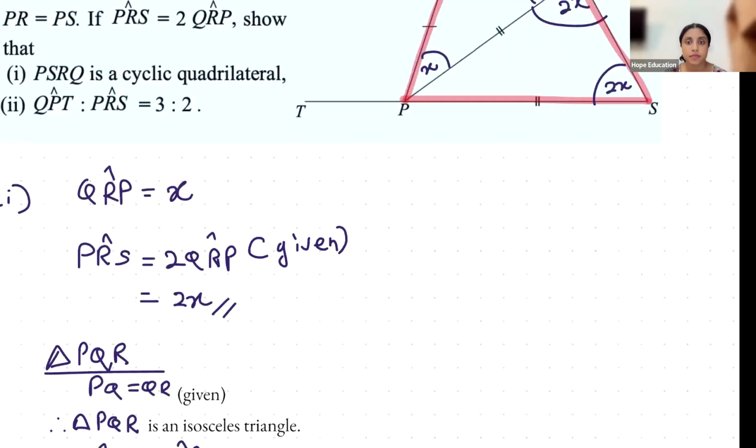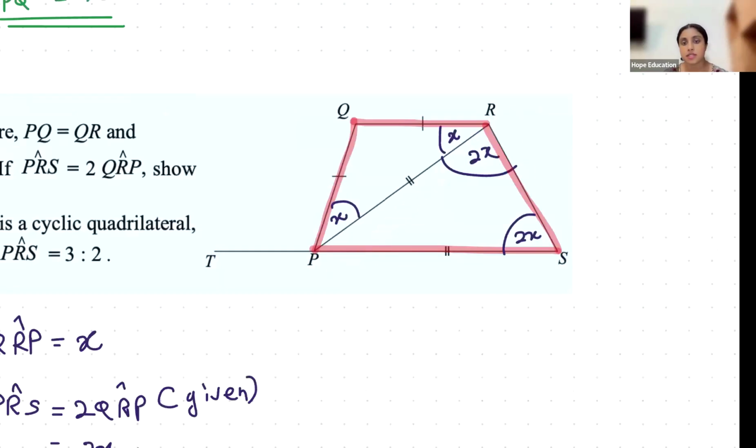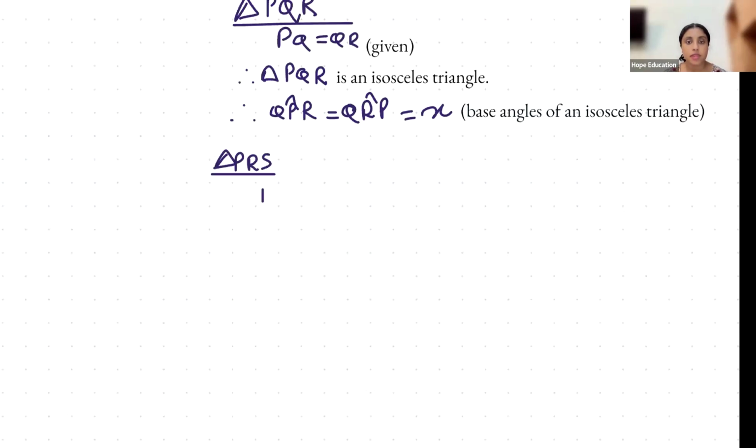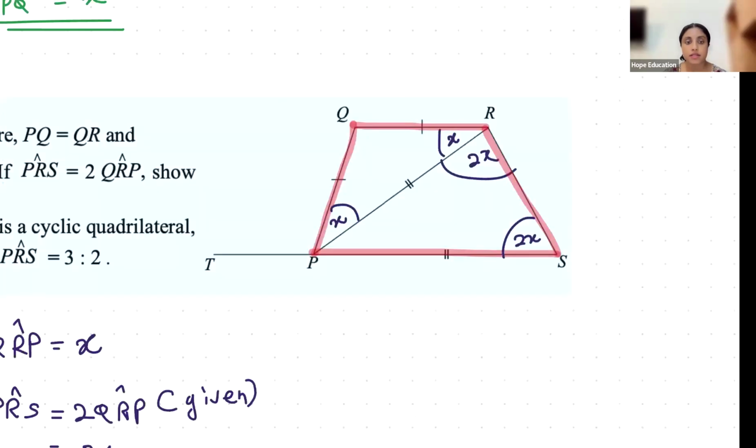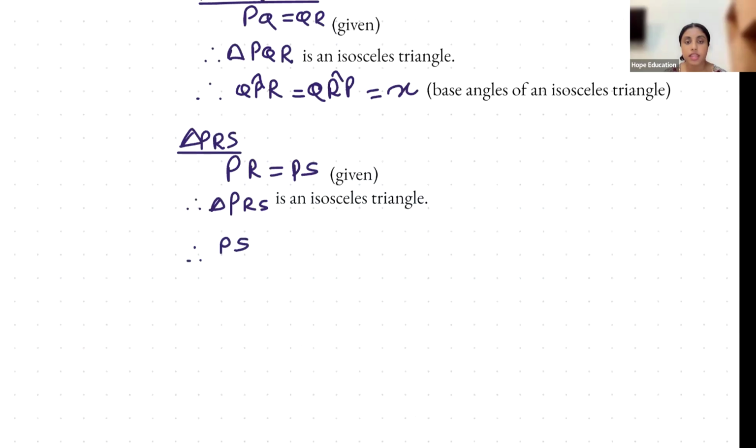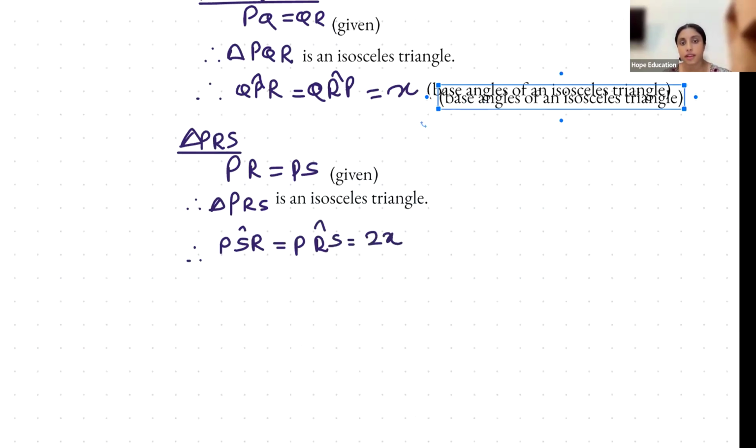In the same manner, let's consider triangle PRS. Here, PR equals PS, same reason, it's given. You know the reasons. Therefore, PRS is also an isosceles triangle. Therefore, PSR equals PRS, and you know that is 2X. Again, the reason is base angles of an isosceles triangle.